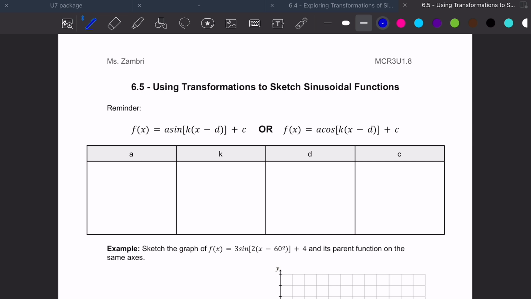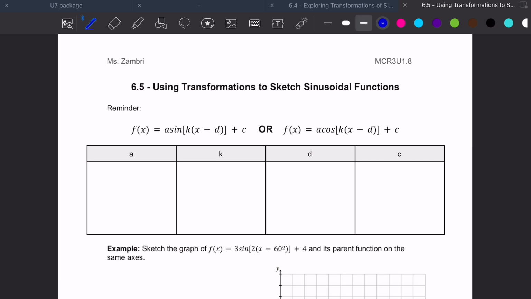And so, just as a quick little reminder, again, to drill it into your brain, since you're going to need this on the test, we use transformation notation or the letters A, K, D, and C. You've been using them throughout the whole course, and you've known what A, K, D, and C are responsible for in terms of the other parent functions. But when it came down specifically to sinusoidal functions, they had their own key characteristics they were associated with.